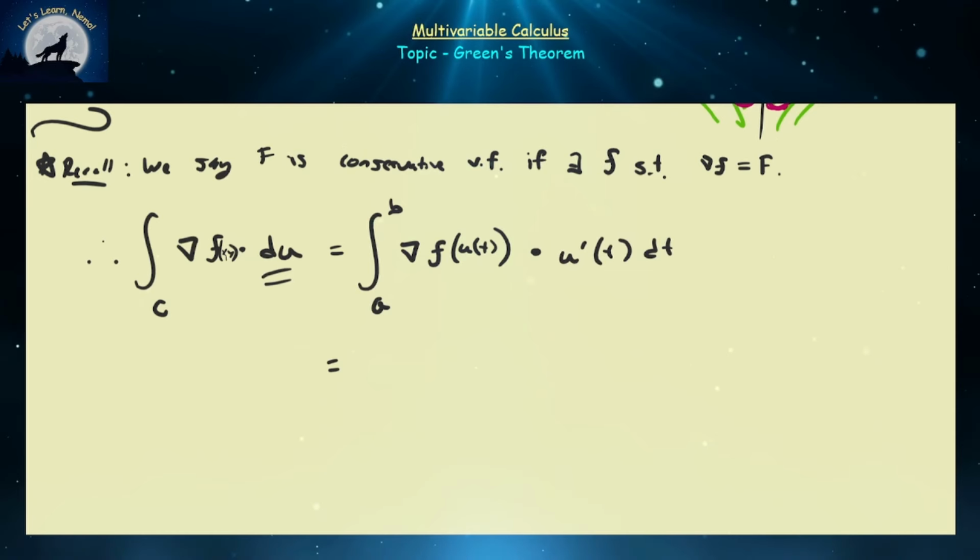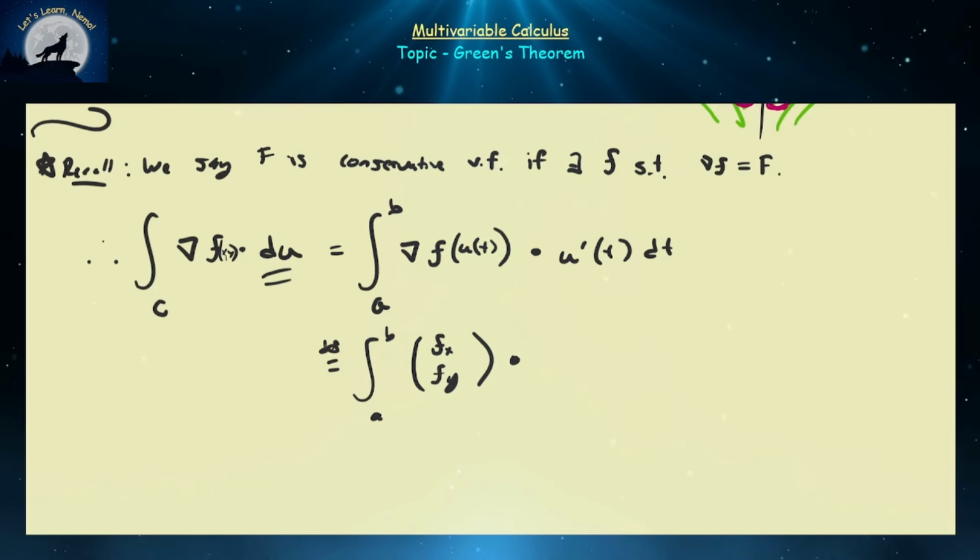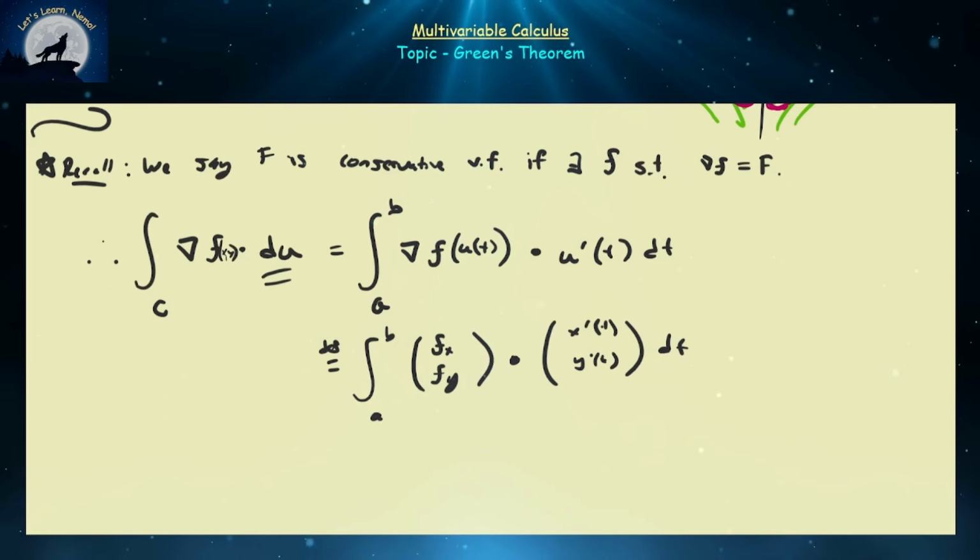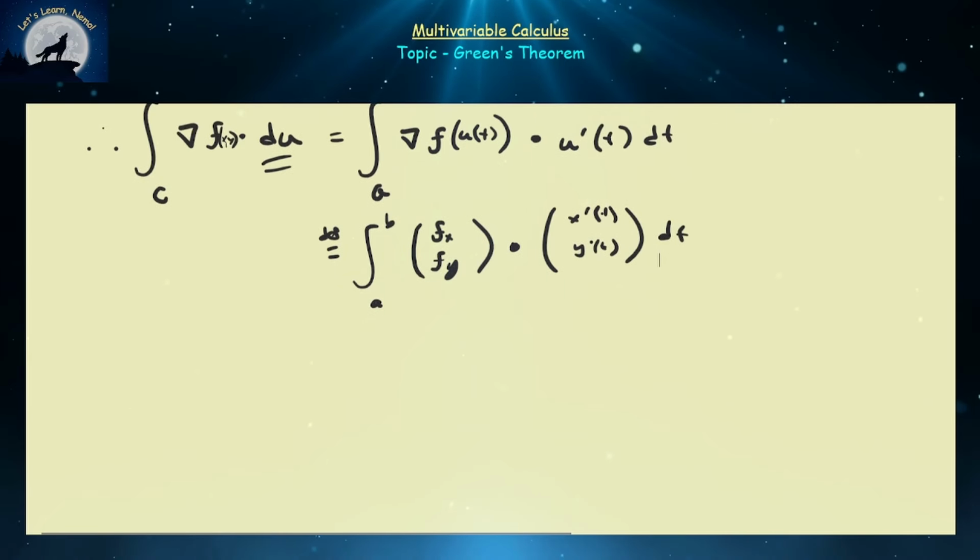So what's the gradient of f equal to? Let's assume by definition that this is going to be equal to fx and fy, and that's going to be dot product with, and let's assume that u has functions x and y. Let's call it x prime of t and y prime of t dt. Since these are two-dimensional vectors, we can take the dot product in the typical way.